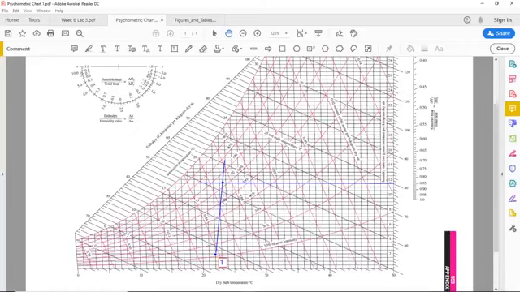Okay. And again, if you want to read the dry bulb temperature over here, all you have to do is to drop a vertical line and the temperature is 21, 22, 23, again 23.5 degrees C.